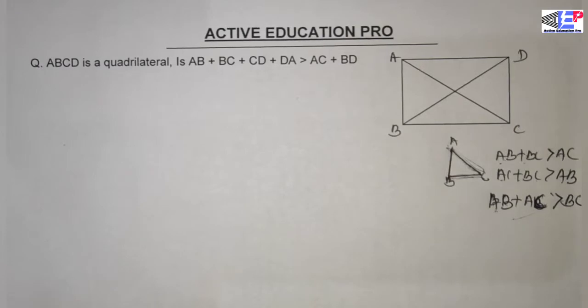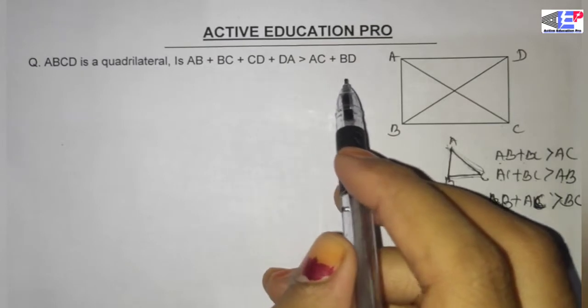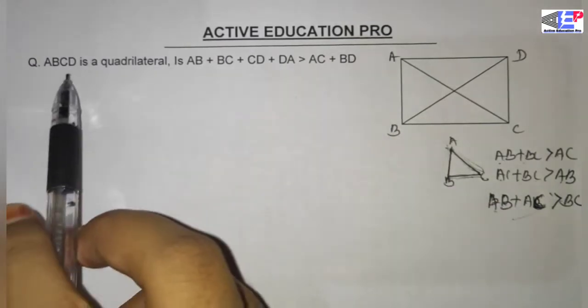You can visit my last uploaded video about the side property of a triangle. Already I have uploaded this video, and now we are going to solve some problems regarding this property of a triangle. So let's start. ABCD is a quadrilateral. If AB plus BC plus CD plus DA greater than AC plus BD. So look here, ABCD is a quadrilateral.